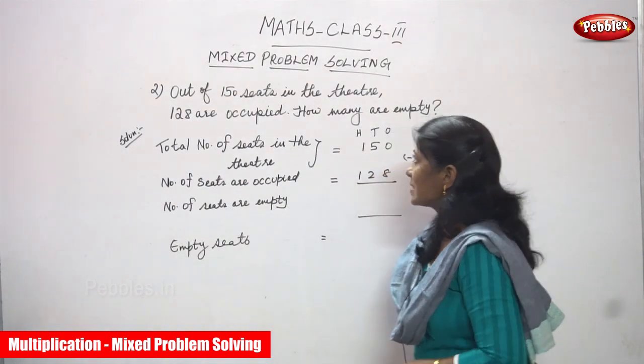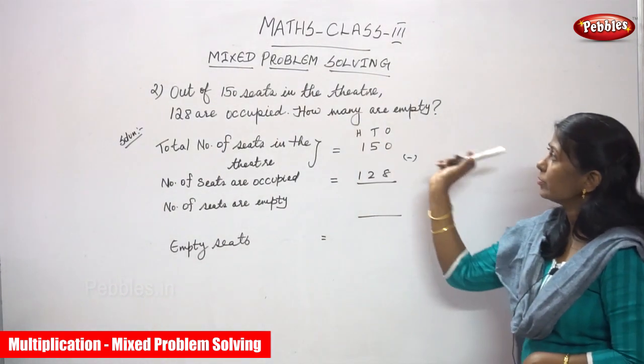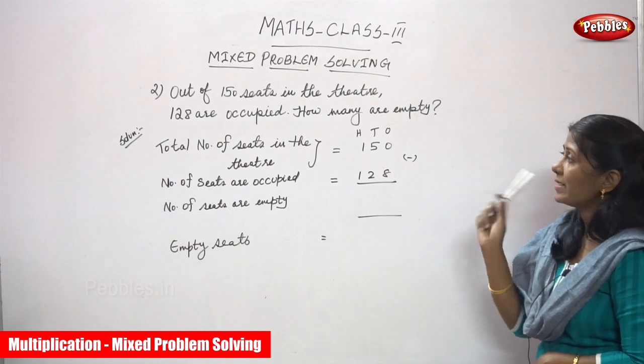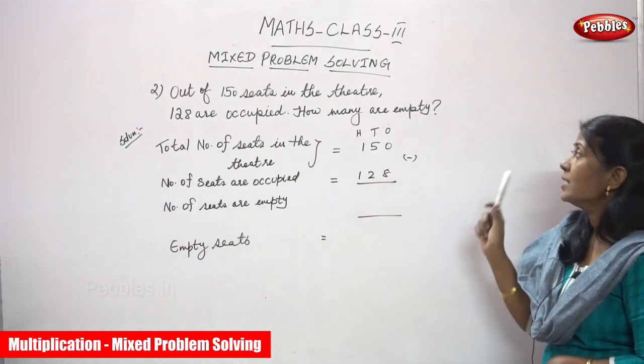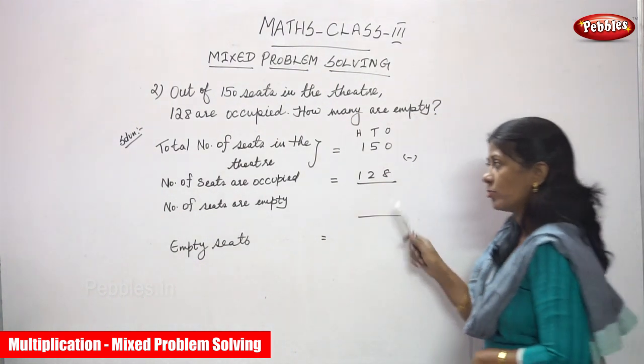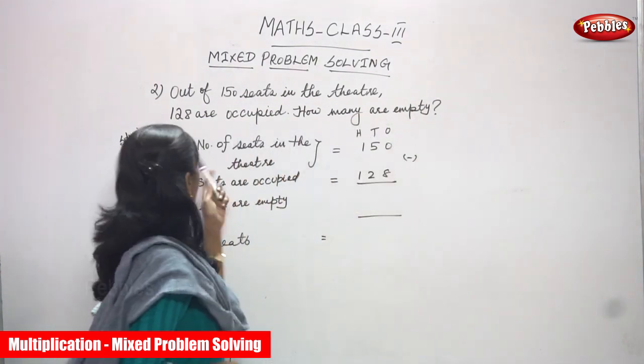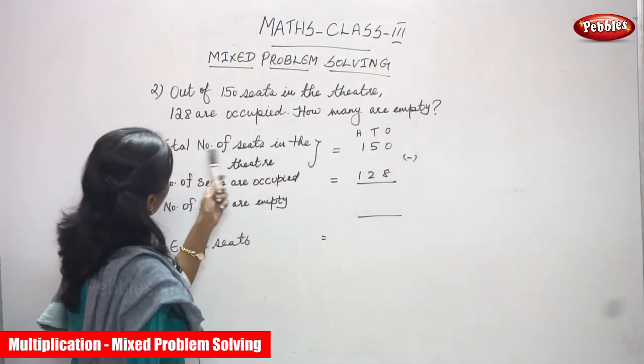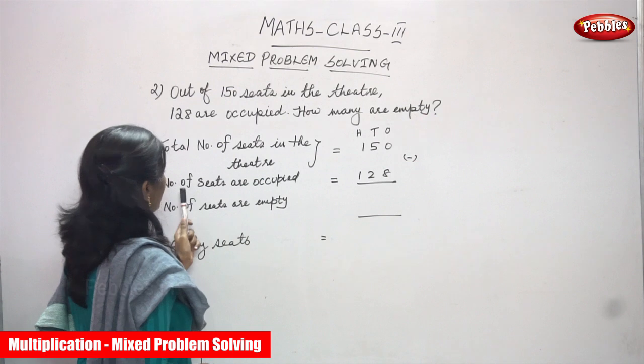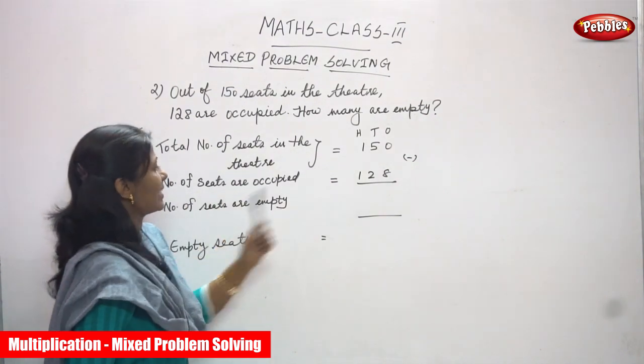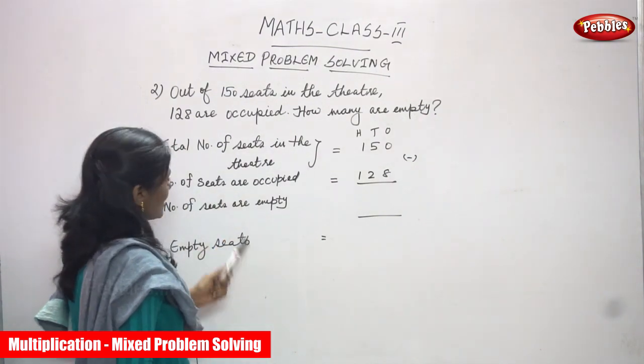Now we are going to see the second sum. Out of 150 seats in the theatre, 128 are occupied. How many are empty? First, you have to write the total number of seats in the theatre. The total number of seats in the theatre is 150. The number of seats occupied is 128. The number of seats empty is what we need to find.